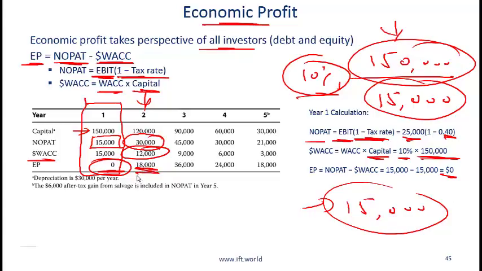Then how do we come up with the overall value of this project? We come up with the NPV or value by looking at all the economic profit numbers and discounting them back. And the term used for this is market value add, because here we are actually looking every year at how much value is added above the cost.